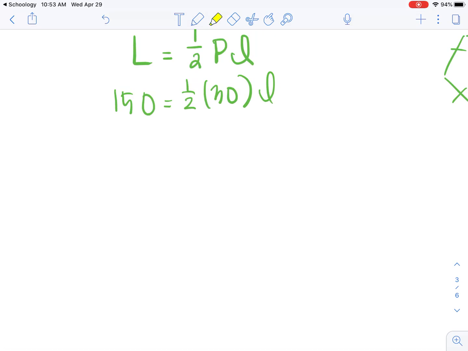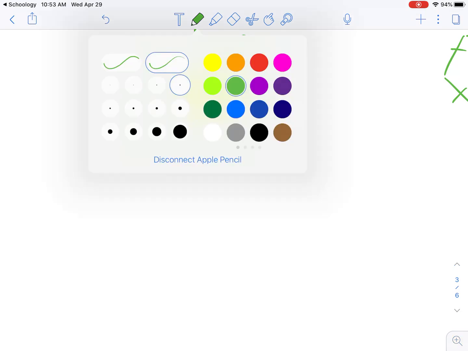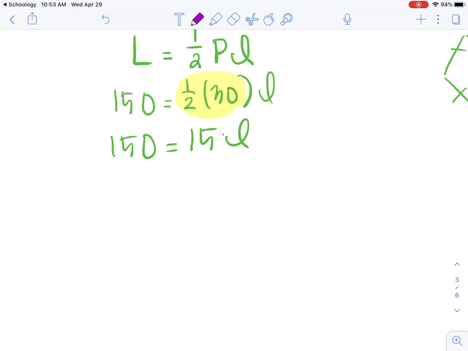So this is probably our easiest one. I just want to make sure you know how to do the math. So first thing you're going to do is you're going to get this to be one number, okay? Because right now it's 2, it's making it more confusing. 150 equals, what's 1/2 times 30, or what's half of 30? 15 times slant height. And then how do I get slant height by itself? How do I get L by itself? That's multiplication. So divide by 15, and I get my slant height is 10, and I need my units.